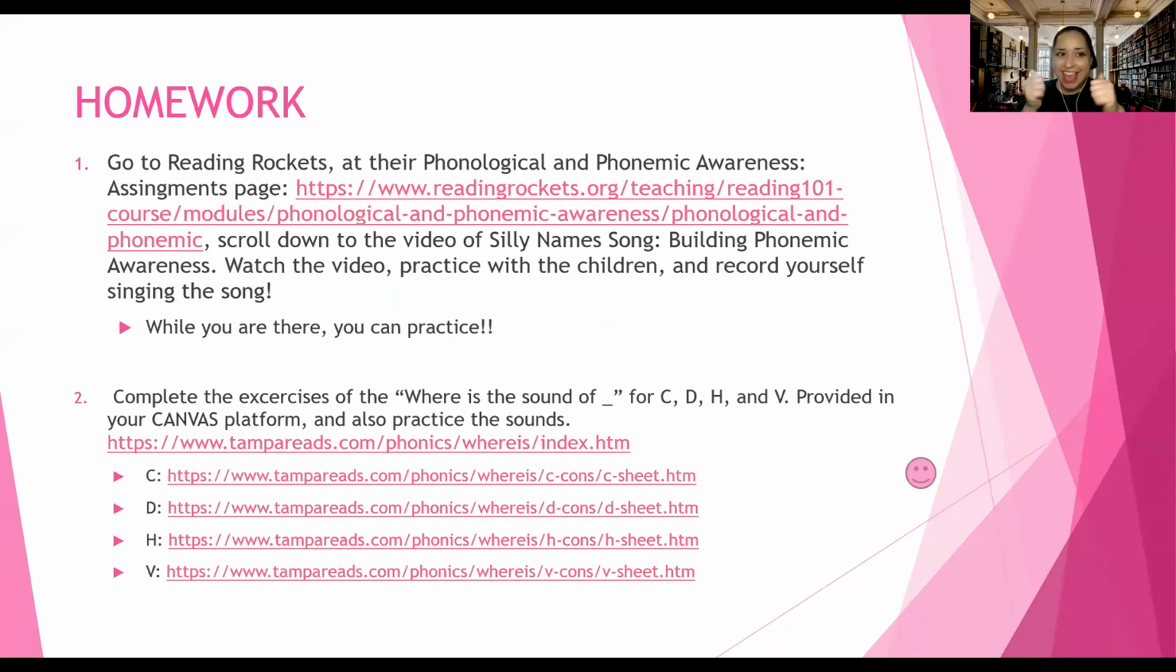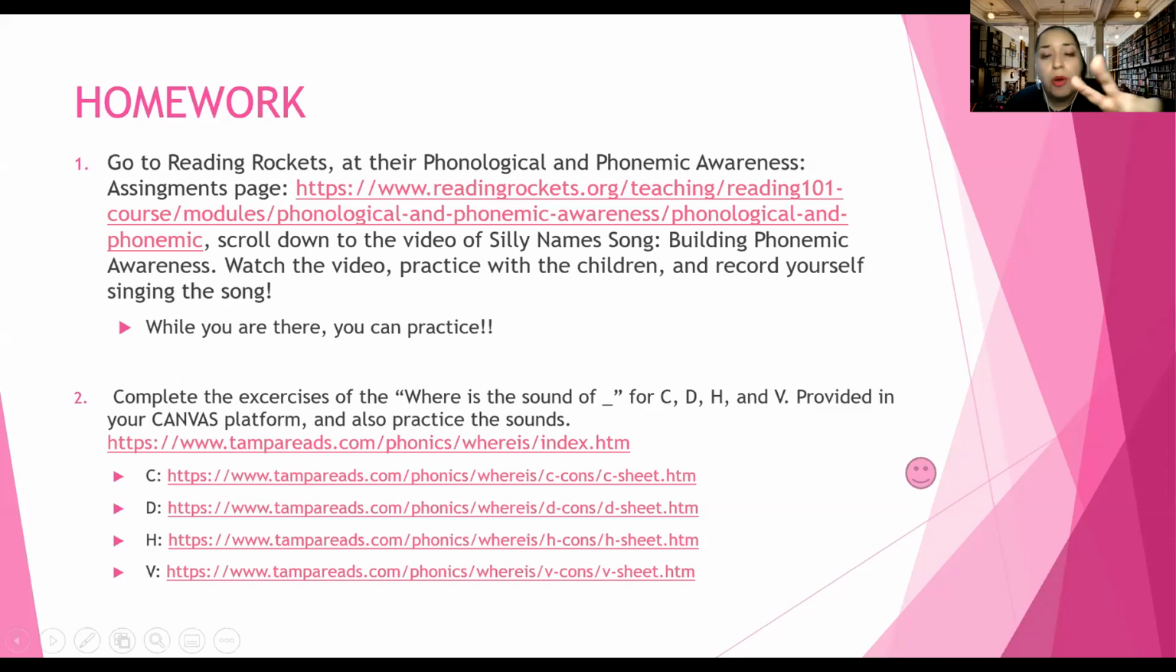Homework. Yes, this is the time that we talk about the homework. You're gonna do two homeworks. You already have the set dates in your Canvas platform. The first homework is about going to a web page. There is a song. I'm gonna show it to you, and then you have to practice it. You're gonna use your name, and then you're going to record it on your phones or whatever recording device, or in Canvas even, you can use that. We're gonna go over that one.